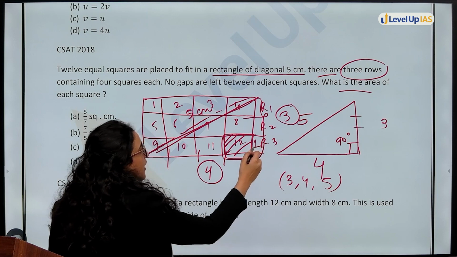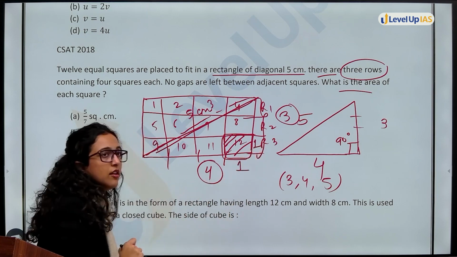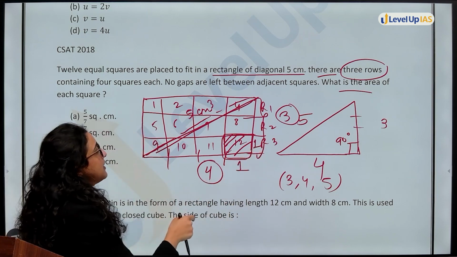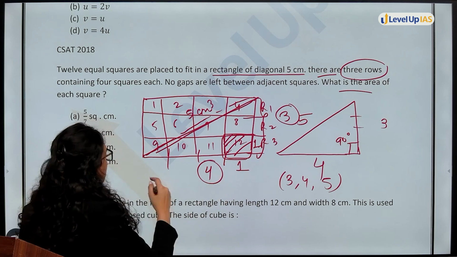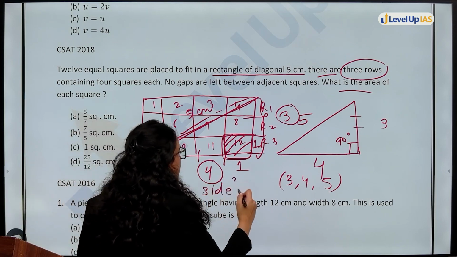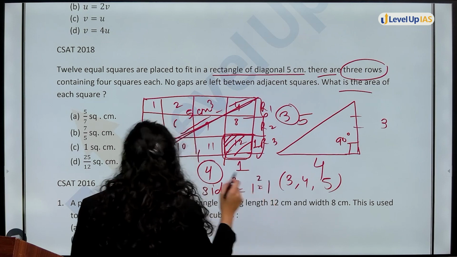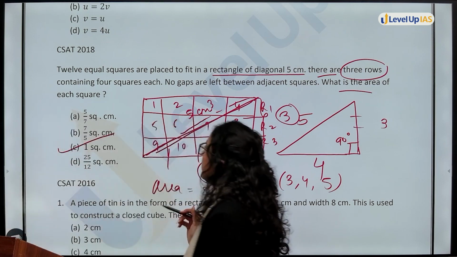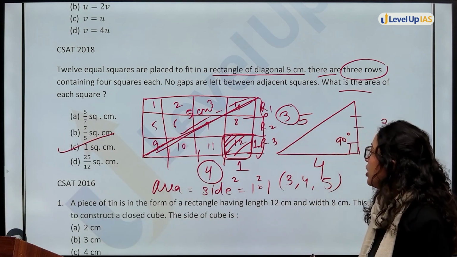1. 1 and 1 from each side, right? So if the length is 1 here also, 1 here also, so the area will be what? Area is side square. 1 square is equal to 1. Option C, 1 square centimeter. This will be your answer.